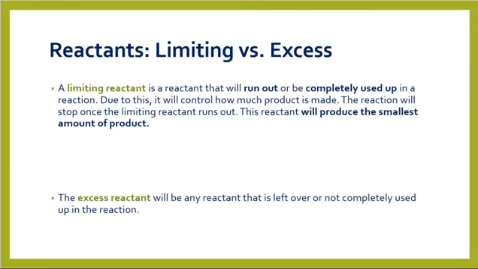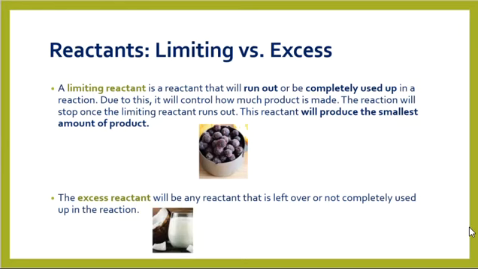Based upon the ingredients available to us for the smoothies, which one do you think was the limiting one? Hopefully you guessed the wild blueberries. The excess reactant or ingredient would be any reactant that is left over or not completely used up in the reaction. So in the case of our blueberry smoothie recipe, the coconut milk was present in excess, as was the spinach and the mint.